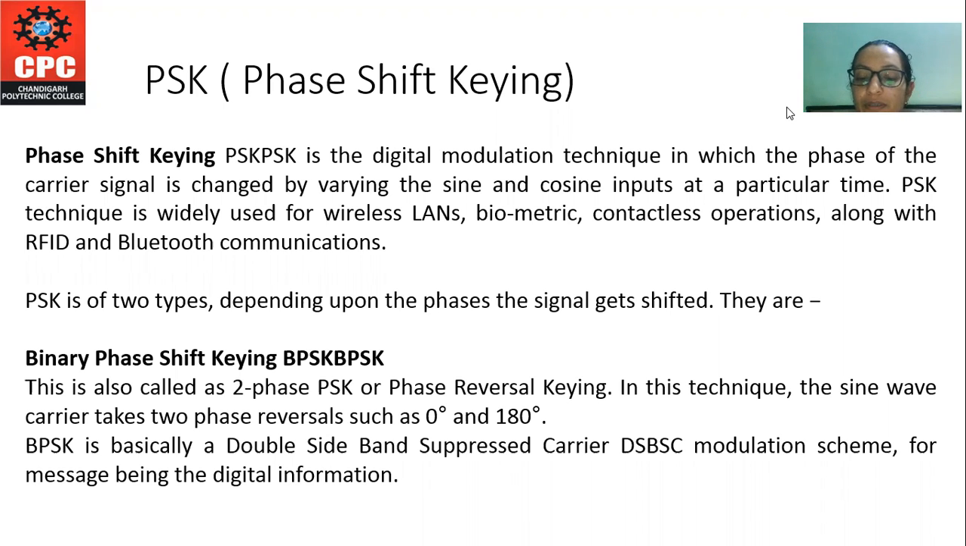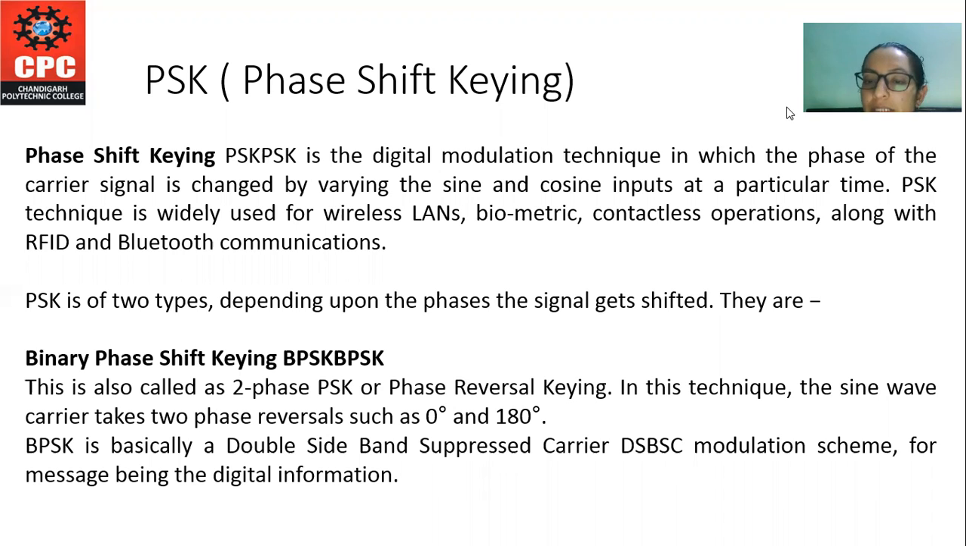For example, if we start with the phase 0 degree, it represents binary 0, and then we can change the phase by 180 degrees to represent binary 1, and the phase of the signal during each bit duration is constant and its value depends upon the bits 0 and 1. PSK is of two types depending upon the phases the signal gets shifted, and they are binary phase shift keying and quadrature phase shift keying.